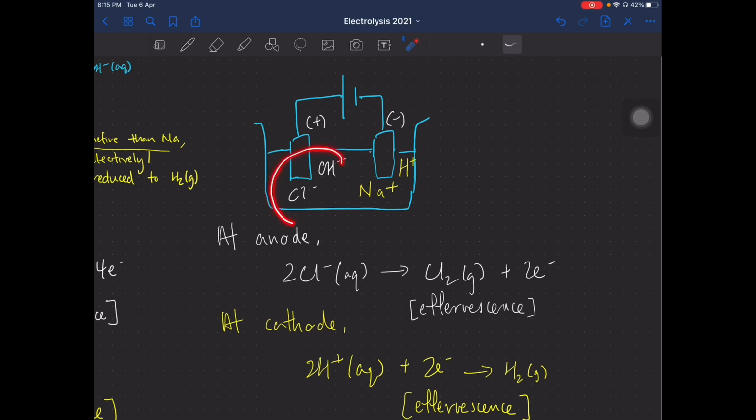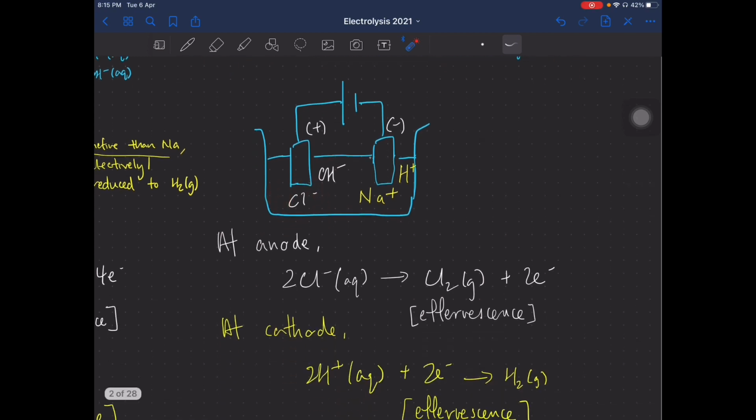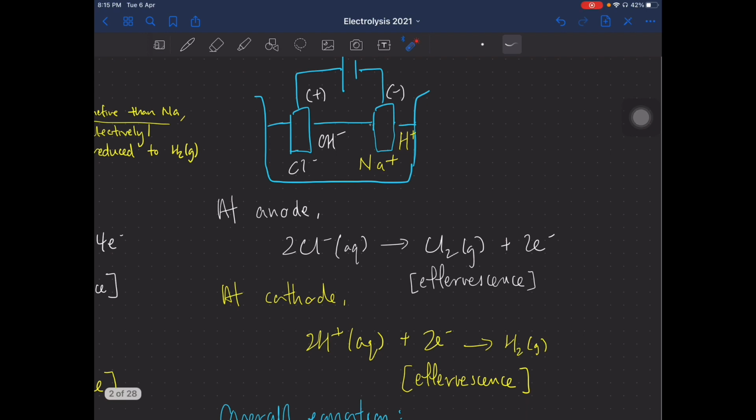But this time around, when you look at the anode, it's a bit different, because between these two ions, you realize that there's actually a lot more of the chloride ions, because you're looking at a concentrated solution. So when there's more chloride ions, it's more likely for the chloride ions now to be preferentially discharged. And as a result, what you see at the anode is actually that the chloride ions will form chlorine gas, and there will be effervescence again.